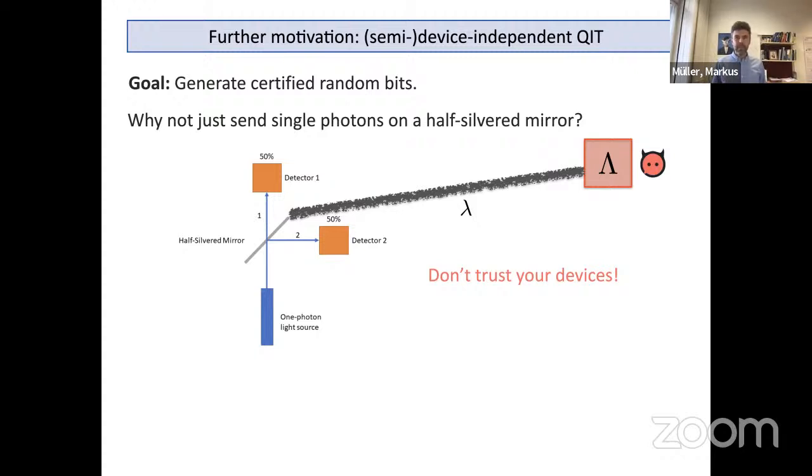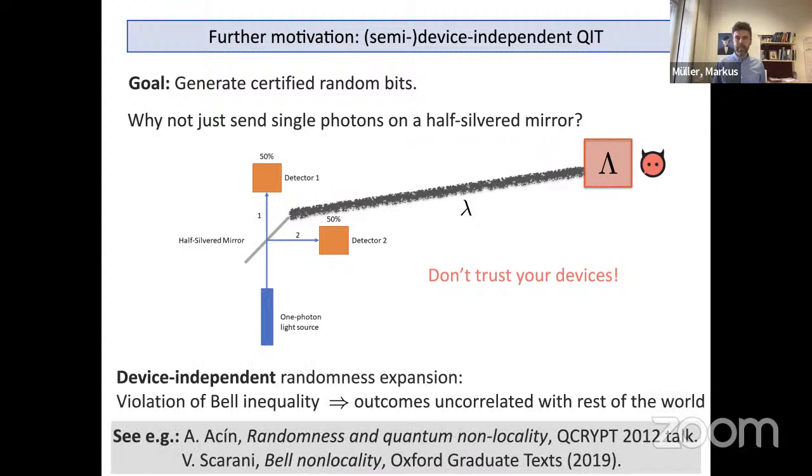So this motivates a higher standard of security, where you say, I want something like device-independent randomness expansion. The main idea here is that when you have a violation of a Bell inequality, this often tells you that the outcomes that you see are non-local, super strongly correlated between two parties, and then they cannot be correlated with anything else in the world. There would be a lot more to say about this. I don't want to go much more into that, but if you haven't seen that, there's a great talk by Antonio Acín on this. There's also a very nice book by Valerio Scarani that you find on the slide here.